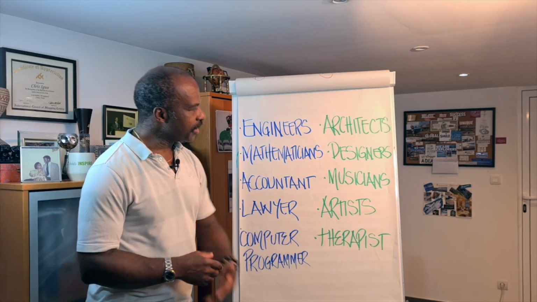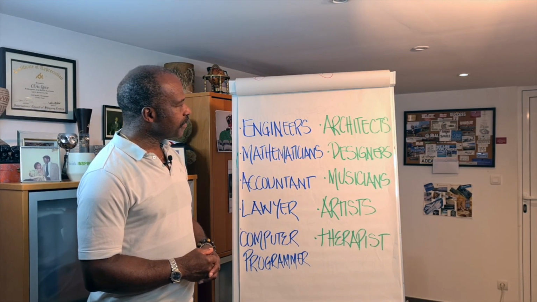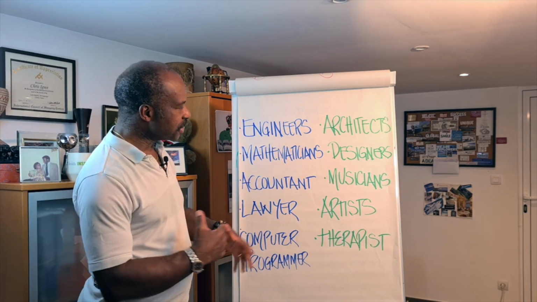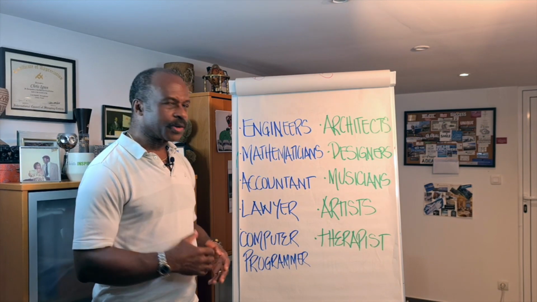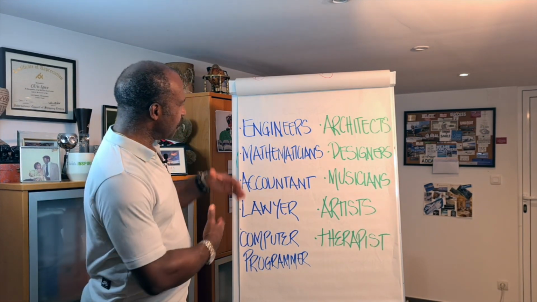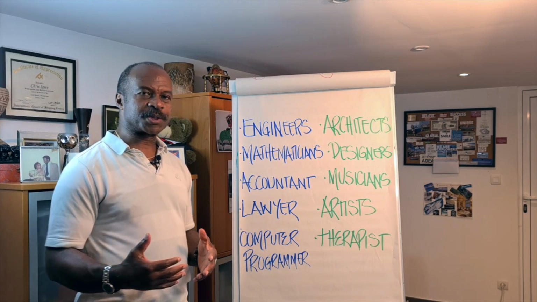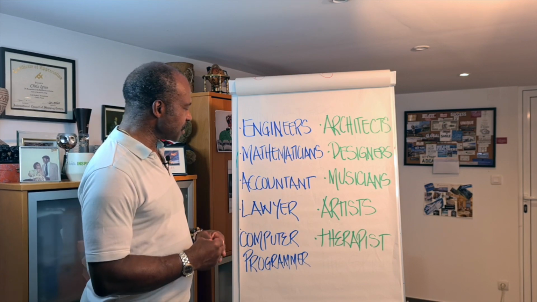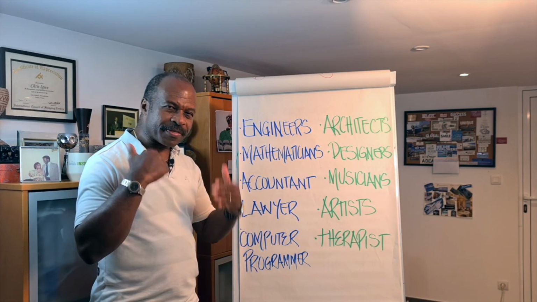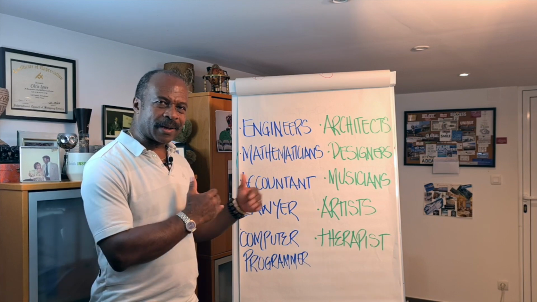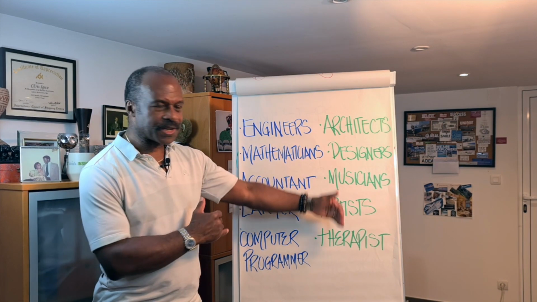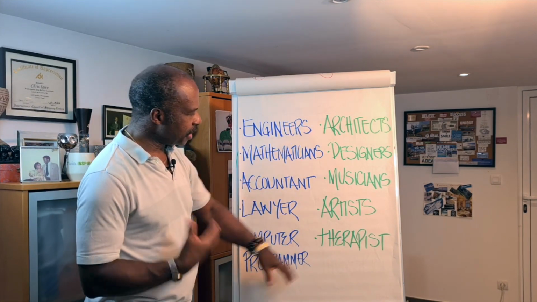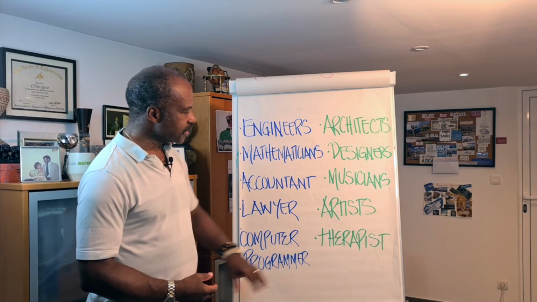Well, if we continue on the right brain, these are probably people who are architects, who are designers, who are musicians, who are artists, and who are therapists. On the other hand, those who are more left brain functioning could be considered as engineers, mathematicians, accountants, lawyers, computer programmers. Again, think about the things that I said before about linear, about structured, and then on this side about creativity, imagination, awareness.